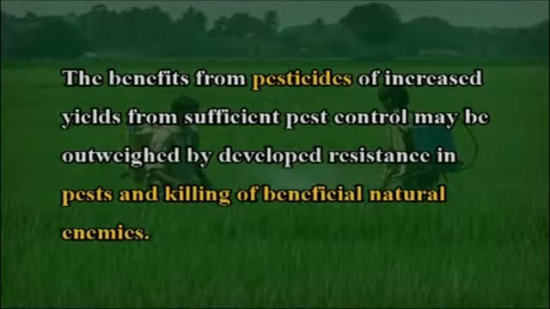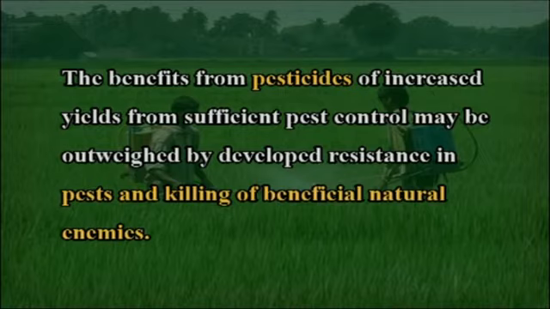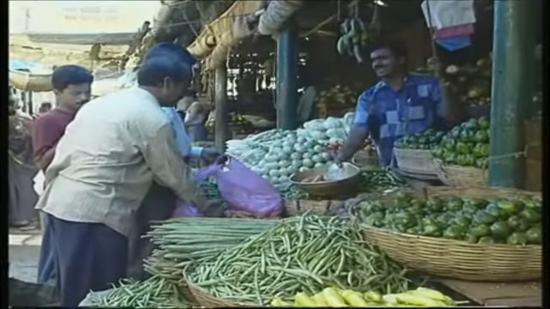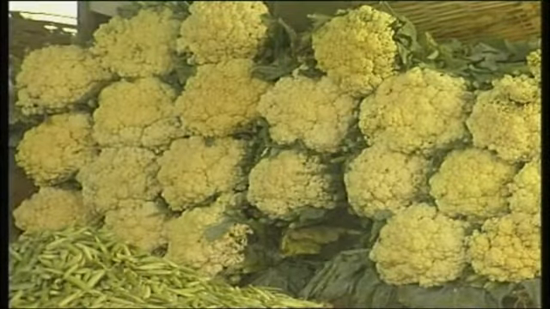The benefits from pesticides of increased yields from sufficient pest control may be outweighed by developed resistance in pests and killing of beneficial natural enemies. Other negative effects are human health problems and lower prices because of consumers' desire to buy organic products. The resistance of vectors to insecticides is a real handicap to the use of insecticide treated materials.